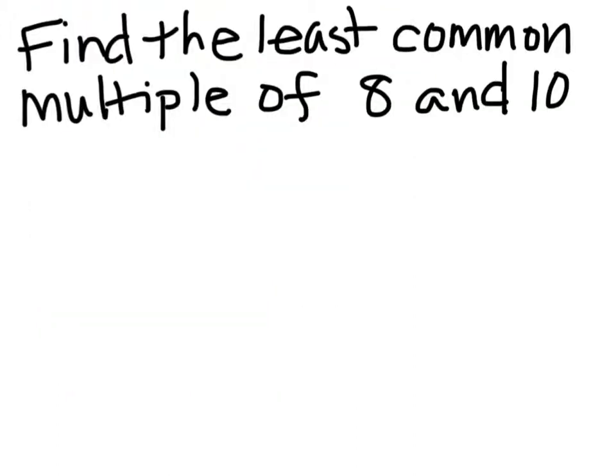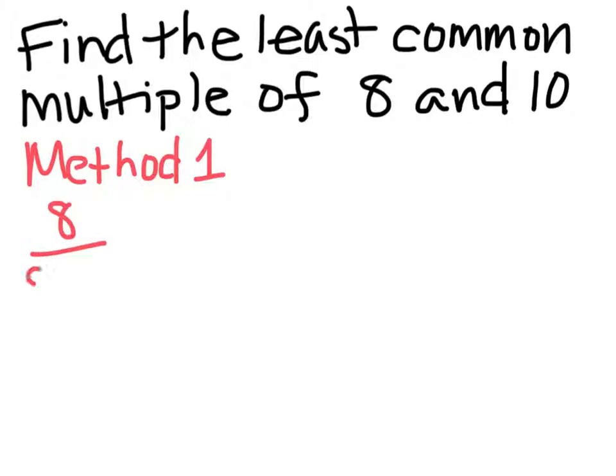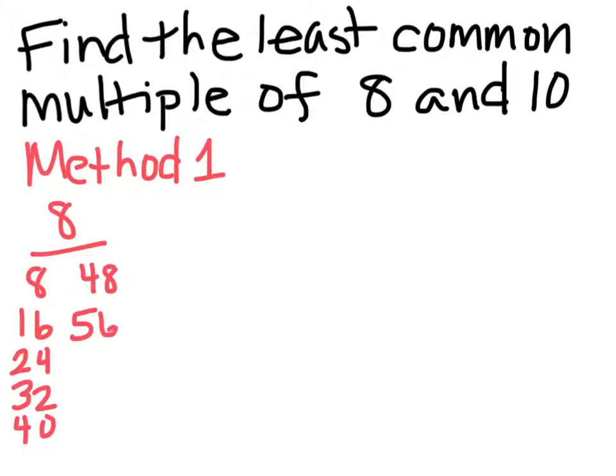Let's find the least common multiple of 8 and 10. We'll begin with method 1, in which we simply list all of the multiples and identify which is the least multiple. So let's list multiples of 8. 8, 16, 24, 32, 40, 48, 56, 64, 72, and 80.